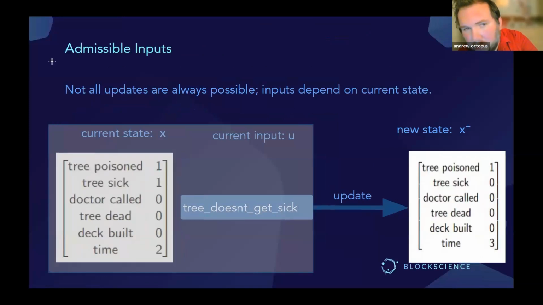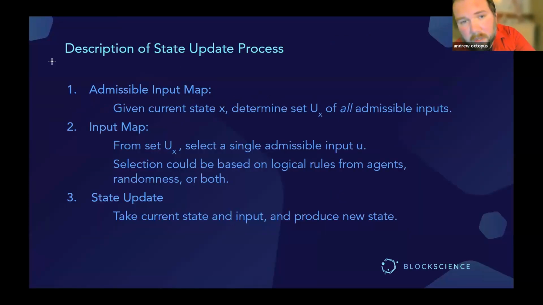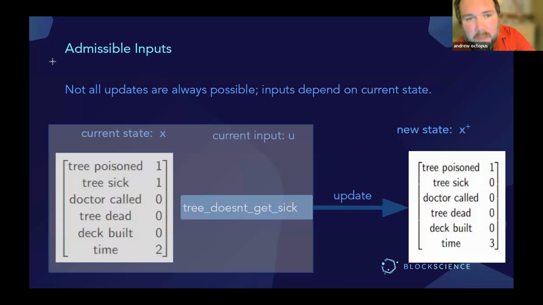So it is the case that in a GDS we have this admissible input space, which can depend on the current state of the system. For instance, if the tree is already sick at some point, we cannot then give the input that the tree doesn't get sick, because that would be incompatible as an input. So in the process of updating, we filter down from the space of all inputs to the space of inputs that are just admissible or coherent within the decisions that have already been made and the information that has already been established.